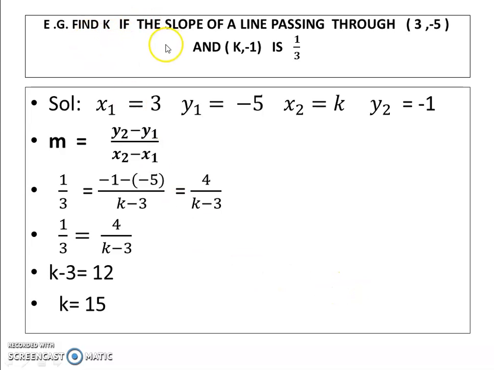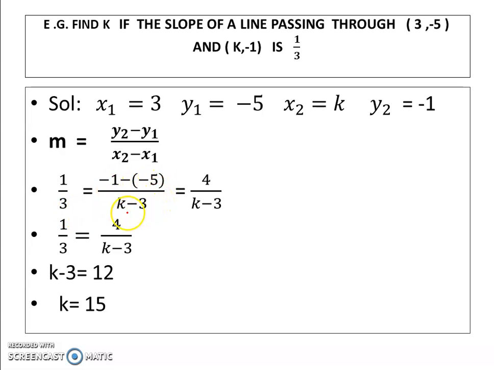Find k if the slope of the line passing through 3, -5 and k, -1 is 1 upon 3. Solution: x1 is equal to 3 is given. y1 is equal to -5 is given. x2 is equal to k and y2 is equal to -1 are given, and 1 upon 3 is m. M is equal to y2 minus y1 upon x2 minus x1. We put the m value as 1 upon 3.